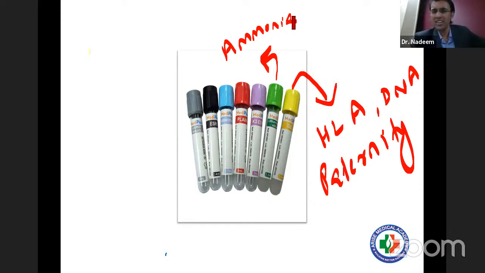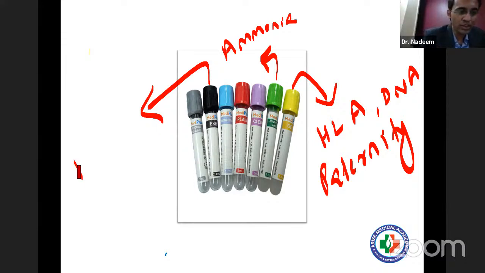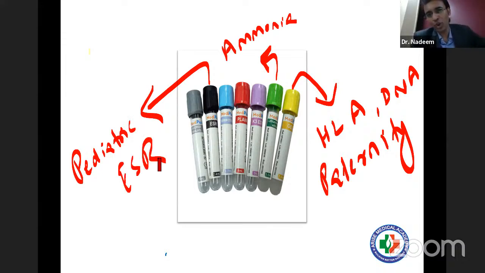Actually there are so many blood investigations, but I'm just telling you the basics which you should keep in your mind. What about the black one? Can anyone answer me? The black one is used for pediatric ESR. I hope this is clear to all of you.